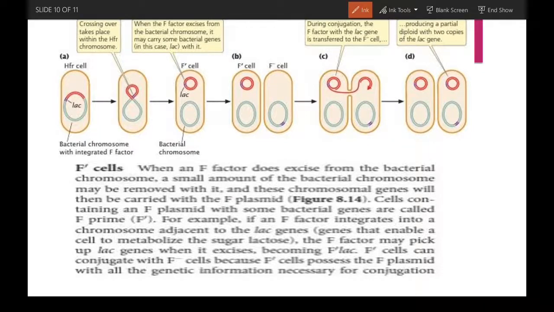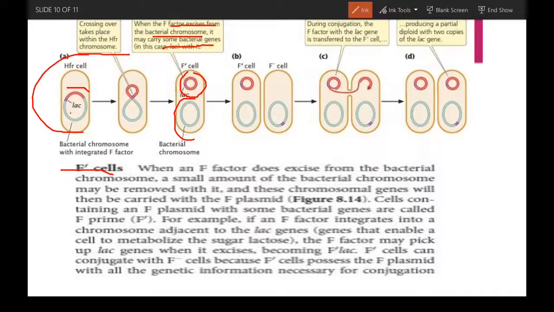Now that we know what happens in Hfr cells, we also have to know about F prime cells. In F prime cells, it is just the opposite of Hfr cells. For example, if this is an Hfr cell where the F factor is integrated into the bacterial chromosome, crossing over takes place within the Hfr chromosome and the F factor excises from the bacterial chromosome. It cuts itself out and again forms a separate F factor and a separate bacterial chromosome. But there is a chance during this excision that it may carry some bacterial genes along with it.